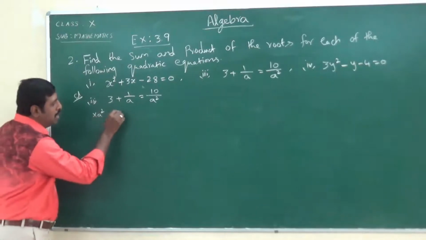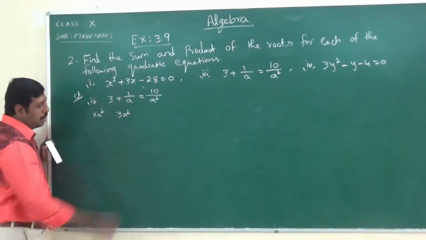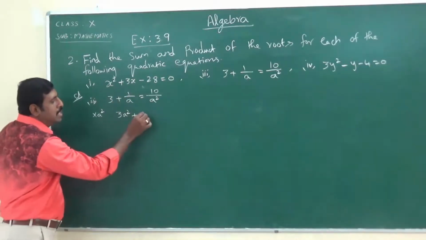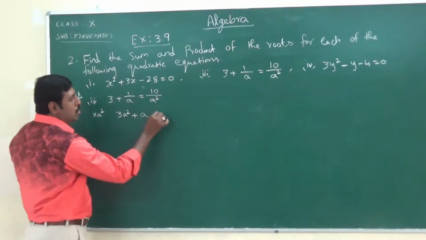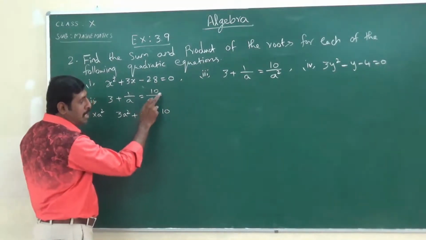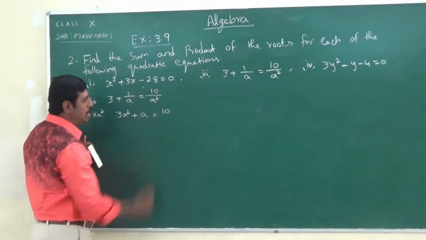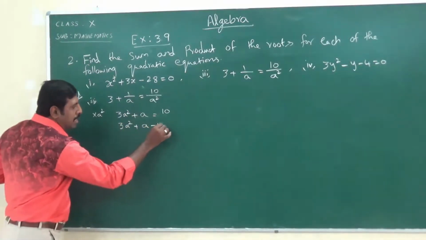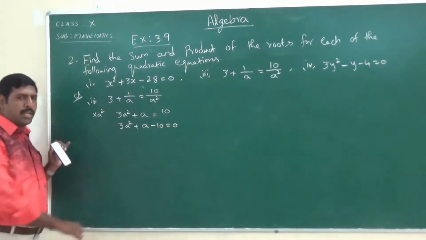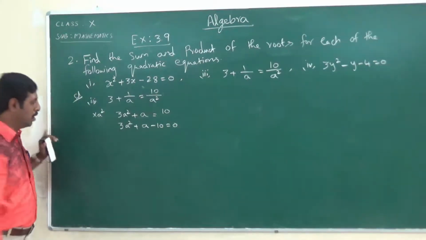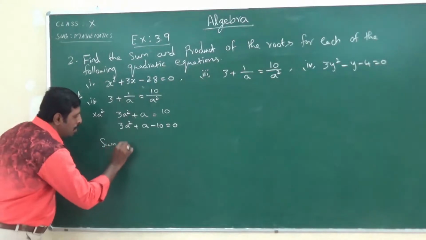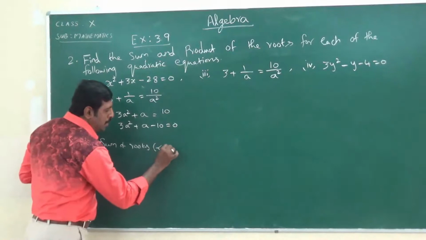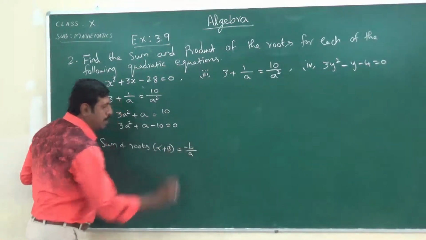Multiply with a square, here we have 3a square plus 1 into a square is a square. A square divided by a means we get a, is equal to 10 a square. Multiply and divide, a square will be cancelled, we get 10. So the standard form 3a square plus a minus 10 equal to 0 is the quadratic equation. Now we want to find the sum of the root and the product of the root. Sum of root, alpha plus beta is equal to minus b by a.